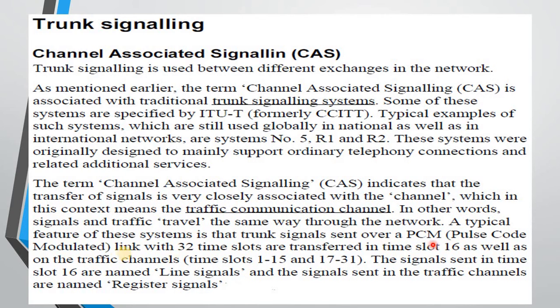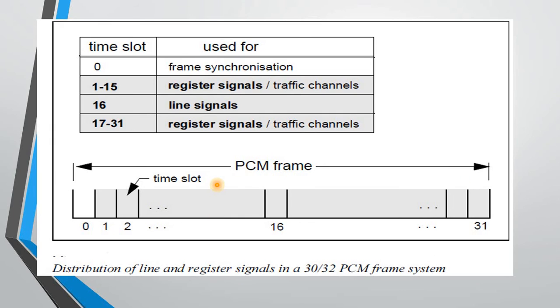We can take an example of the pulse code modulation system, the PCM, which has traffic slots 1 to 15 and 17 to 31, while time slot 16 is used for line signals. The slots 1 to 15 and 17 to 31 are used for register signals or traffic channel signals, while time slot 16 is used for line signals. In a normal standard PCM frame, time slot 0 is used for frame synchronization, 1 to 15 are used for register signals, which are also called the traffic channels, 17 to 31 are used again for register and traffic channels, while 16 is related to the line channel signaling.